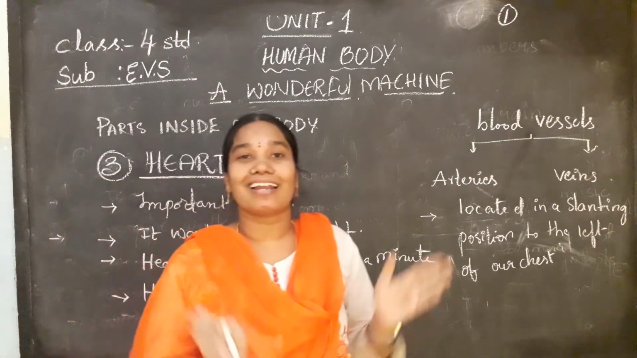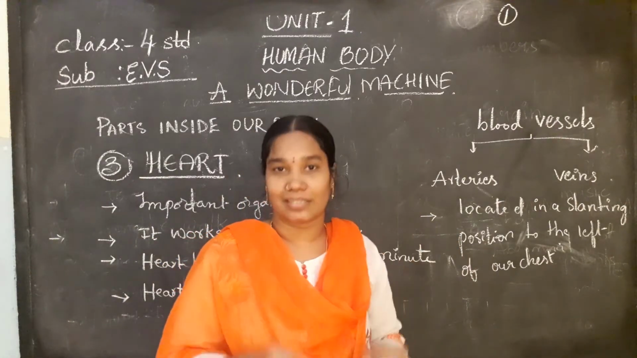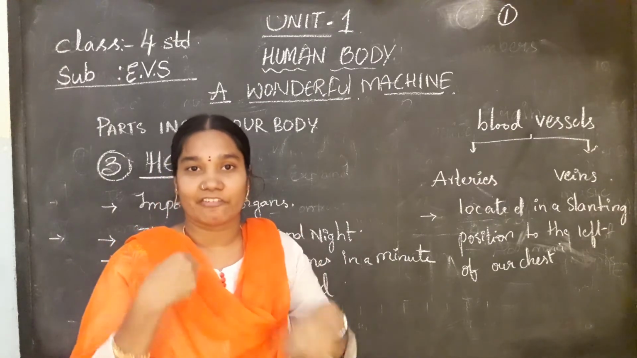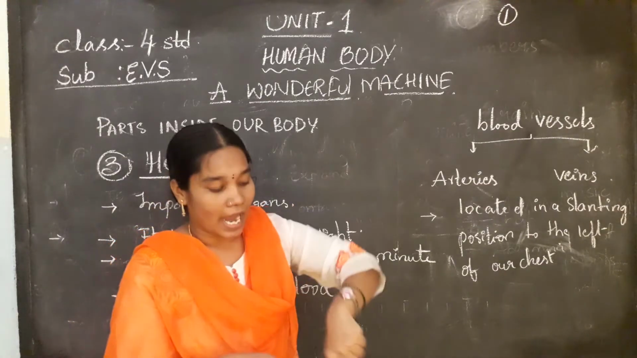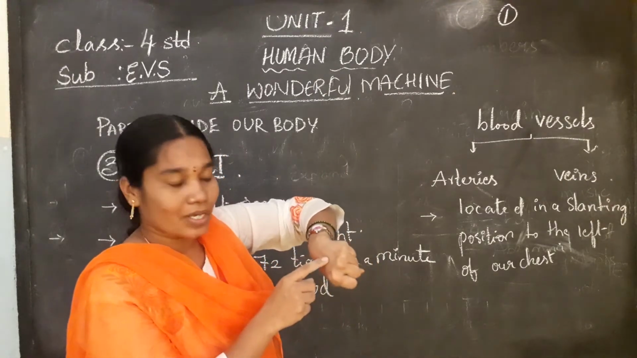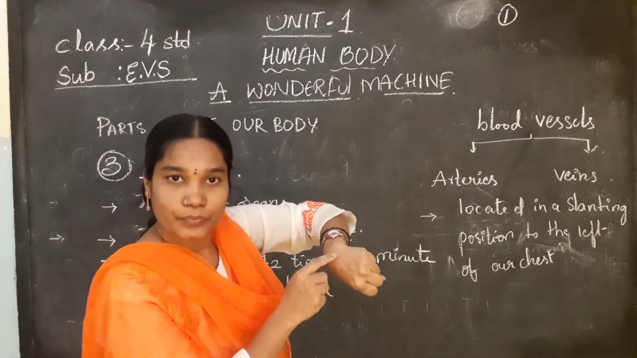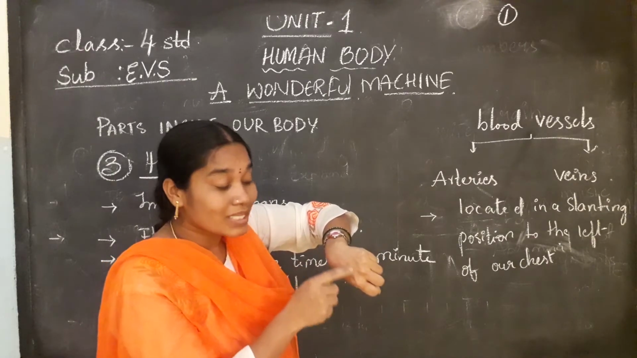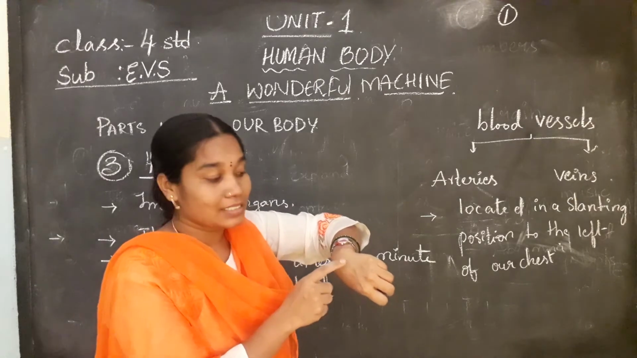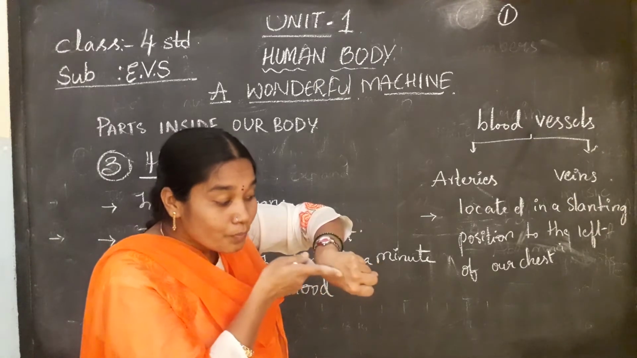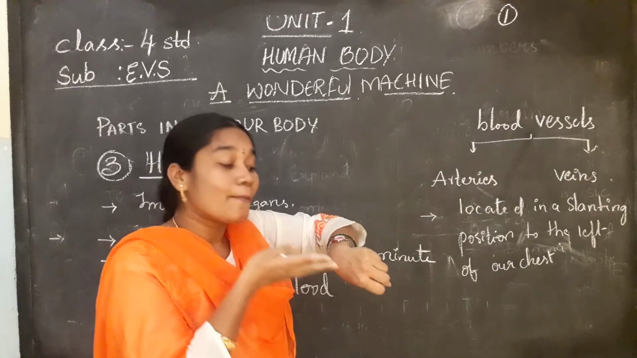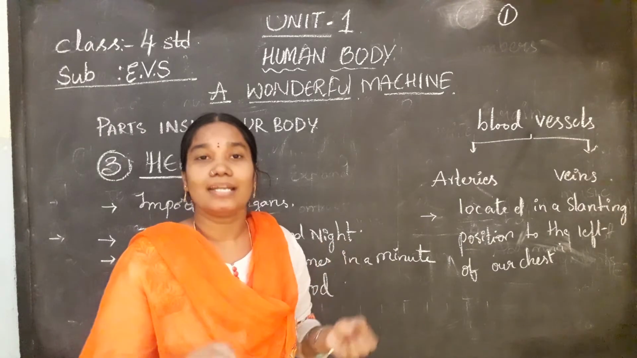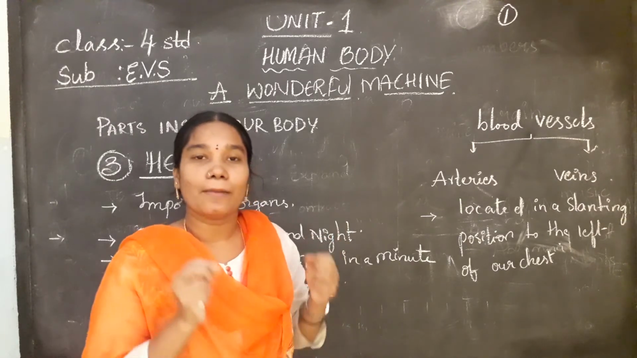To circulate the blood, it requires some vessels. Vessels are nothing but tube-like structures which are present inside our body. If you observe our hand, below the skin you can see some vessels. These tube-like, pipe-like structures are nothing but blood vessels. In these vessels, blood will flow to all the body parts. Each and every body part is supplied with blood through blood vessels.